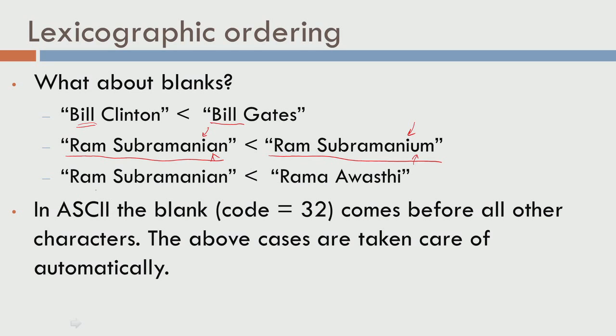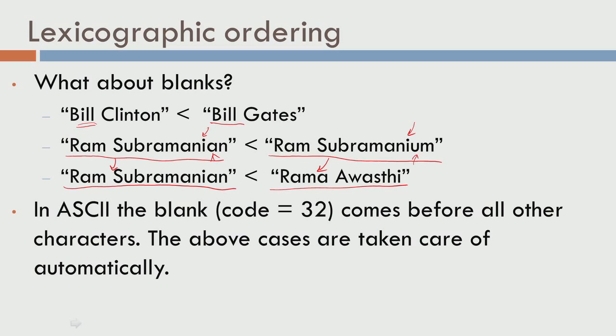And finally, if we look at this example, Ram space Subramanian versus Rama space Avasti. Ram space Subramanian is supposed to be lexicographically earlier than Rama space Avasti. The reason is that if you look at the first three characters, they are matching, Ram and Ram. The fourth character is a space, whereas the fourth character is A, and in storage space gets a code 32 and that comes before the code for A, which is actually 97.